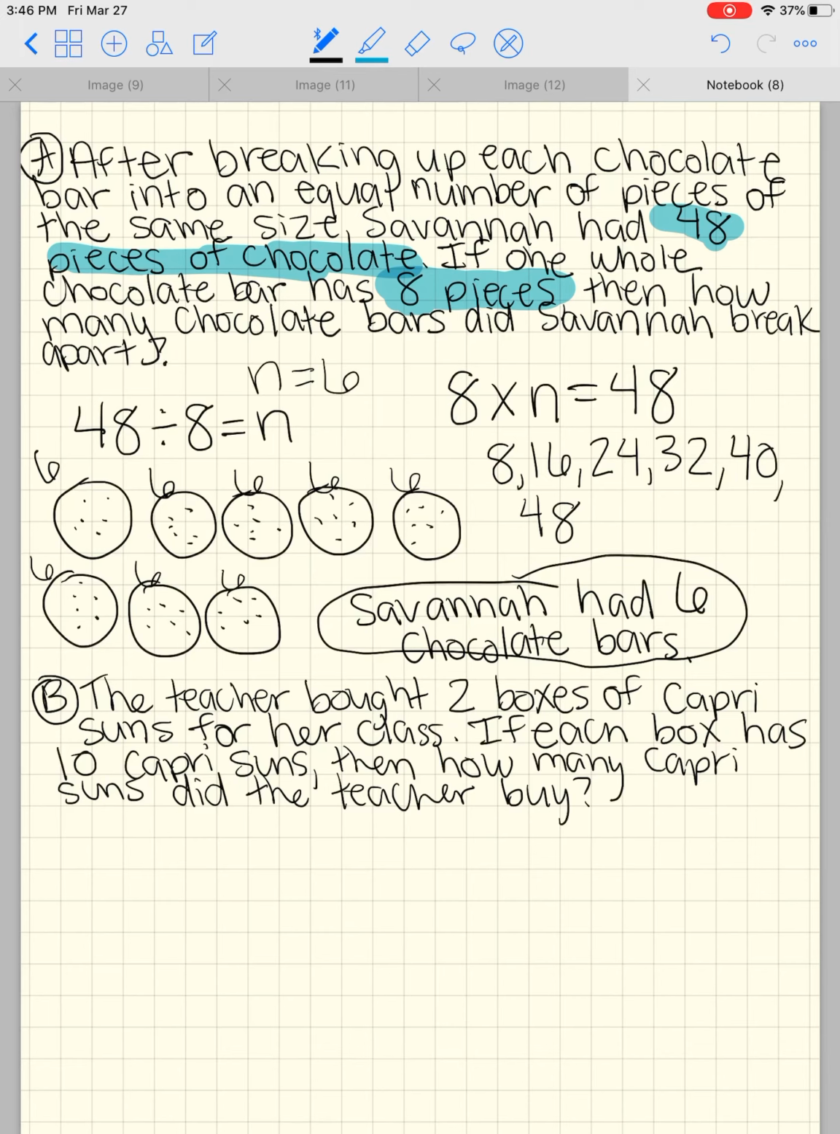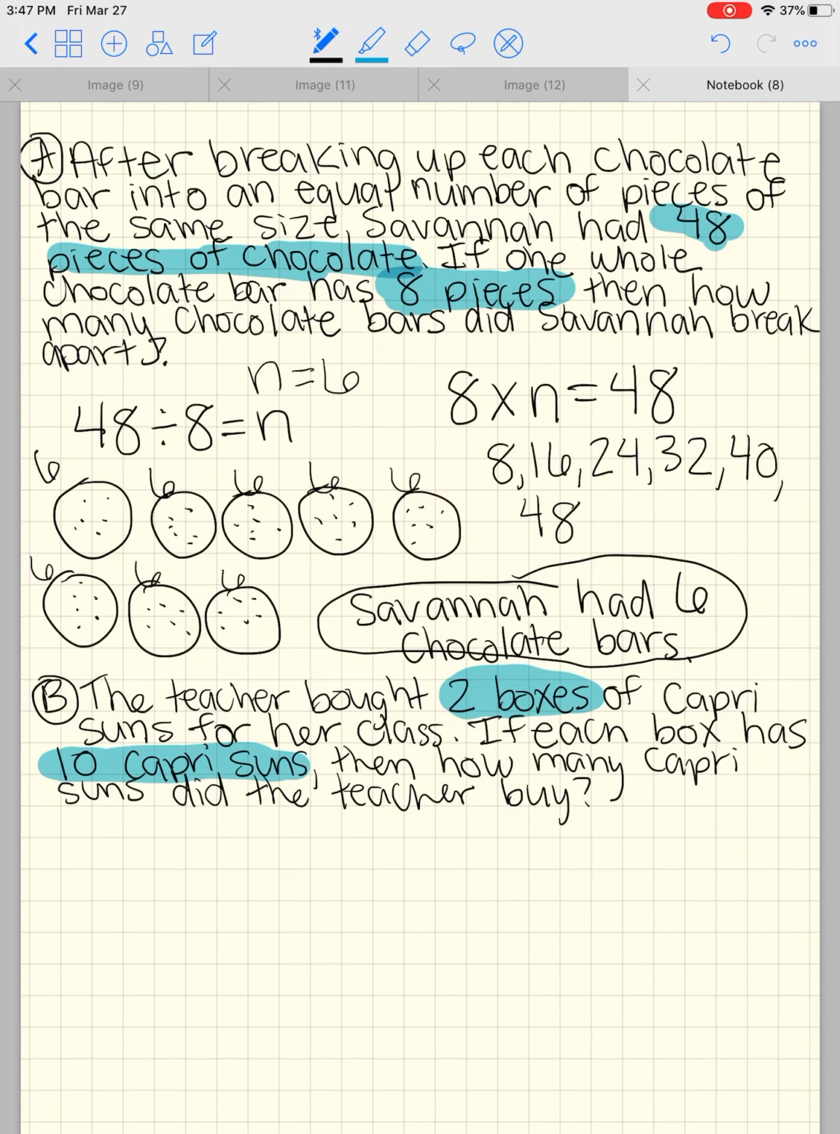So now let's look at question B. The teacher bought 2 boxes of Capri Suns for her class. If each box has 10 Capri Suns, then how many Capri Suns did the teacher buy? So I don't know the total number of Capri Suns, but I do know some key information. I know my number of groups. I have 2 boxes. And I also know how many are in each group. I know that I have 10 Capri Suns in each group.